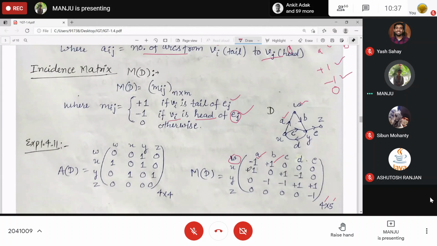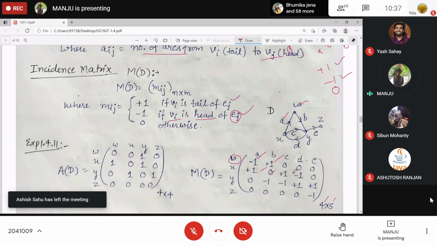What about X? X with A. X is the tail, right? Tail, plus. So it will be +1. And X to B, no relation, 0. X to C, X and C. Is X the head of this or the tail?